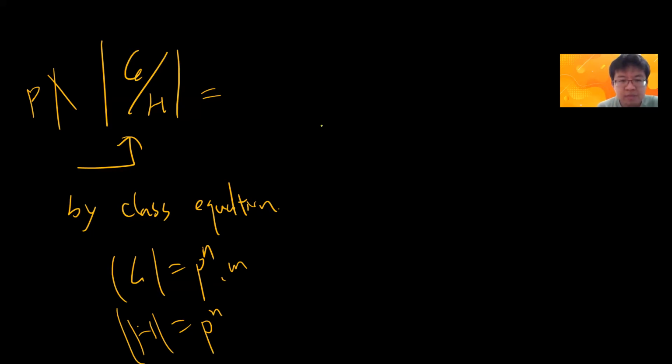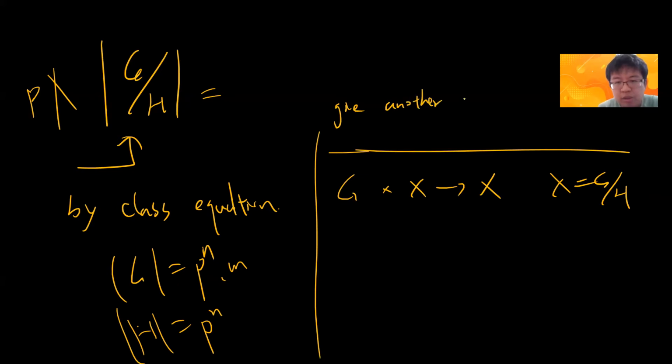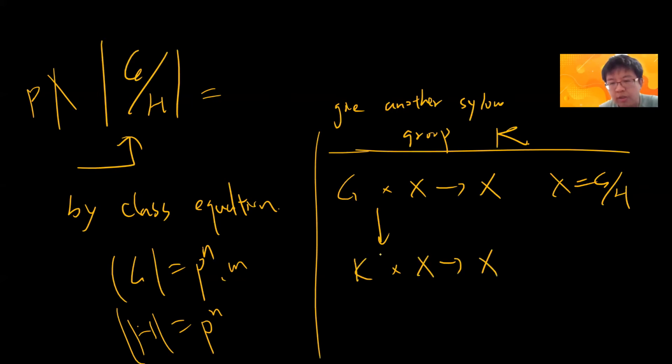Okay. So let's imagine that in the beginning I have G acting on X, X goes to X, and then X is G over H. So now let's say somebody gives you another Sylow group K. So I do a restriction of the group action and change it into K acting on X. So now it's just restricting the original group action to another subgroup of G.